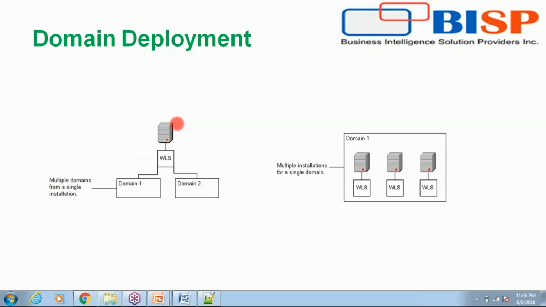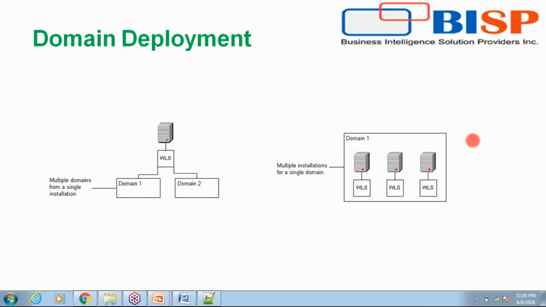Let me just explain to you one more time. So you have just one host or one server. Within that, you have performed the installation for WLS, Weblogic, and then you have created two domains using the same installation. So you have created multiple domains. So domain 1 and domain 2, and such an installation is called multiple domains from a single installation.